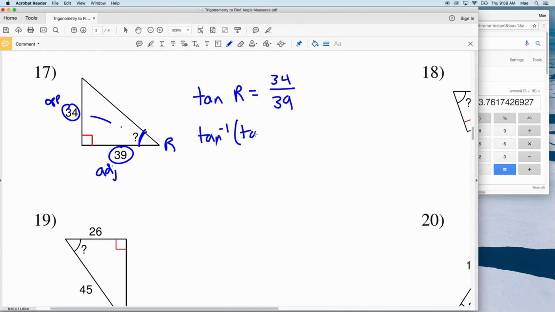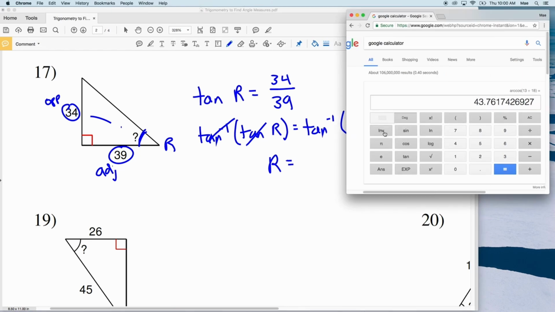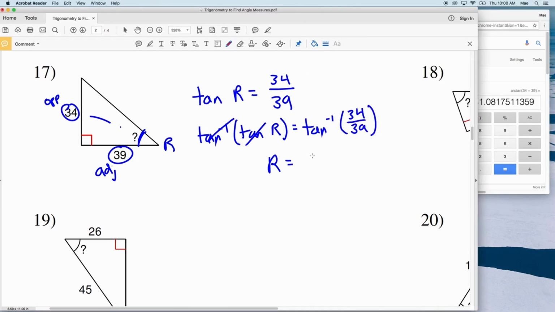Using the inverse tan on both sides will give us that R is equal to the inverse tangent of 34 over 39, which is approximately 41 degrees. So the indicated angle measurement is 41 degrees.